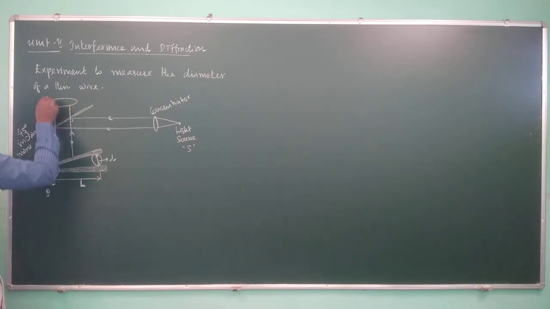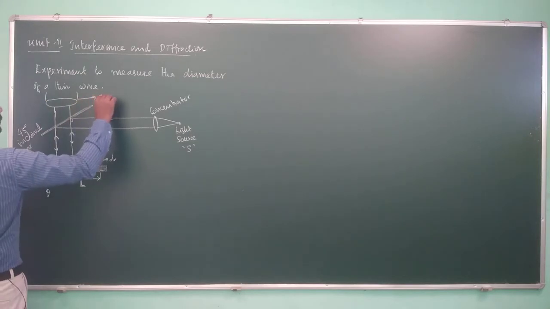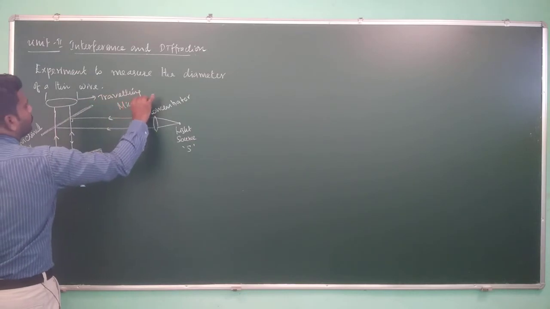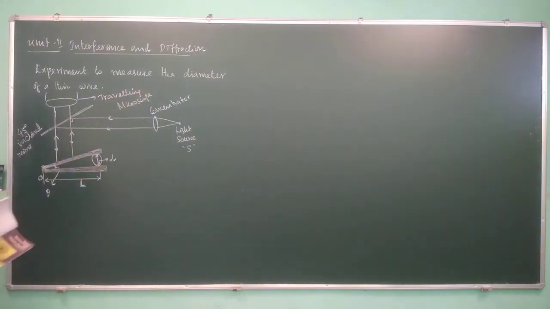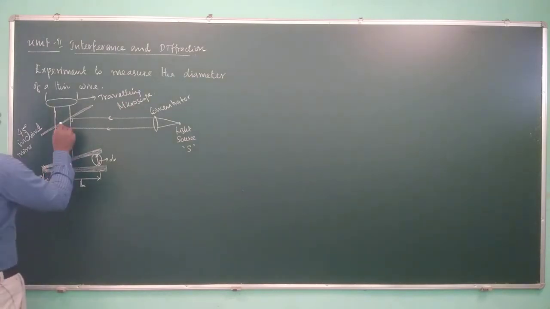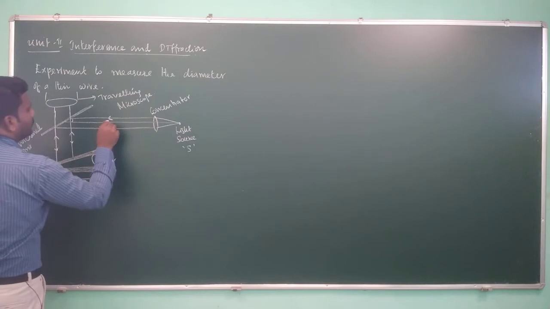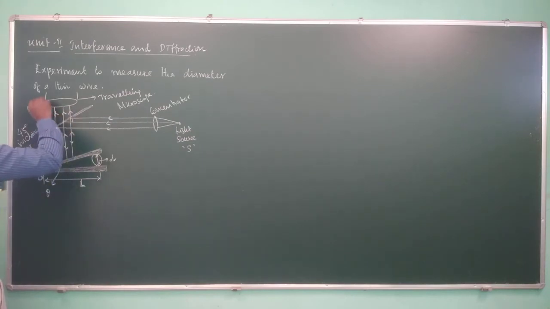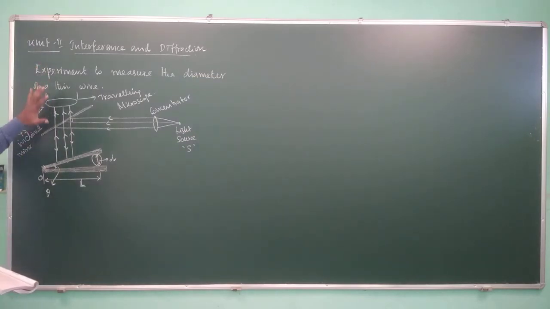This ray is observed using a traveling microscope. The incoming light ray gets reflected and travels toward the eyepiece of the traveling microscope. This is the setup. We adjust the microscope in such a way that we clearly see the bright and dark fringes.